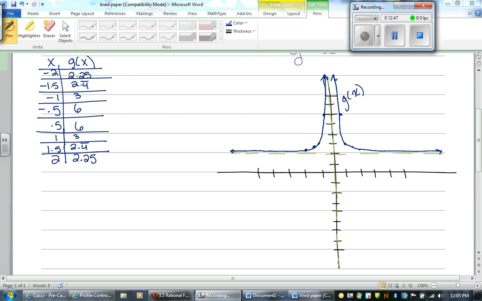All right, so we're going to stop here. And tomorrow's lesson will be on oblique asymptotes or slant asymptotes. Same kind of idea, except we're going to be using long division to determine slant asymptotes.